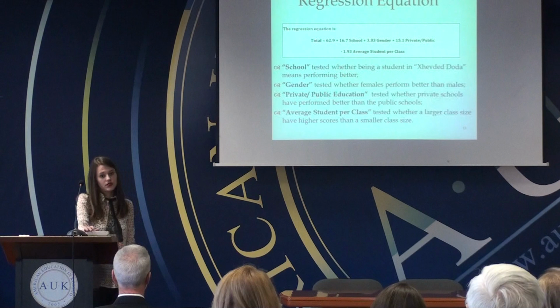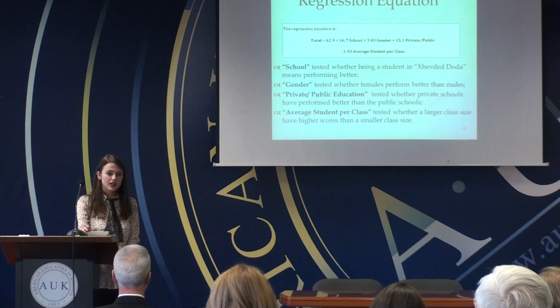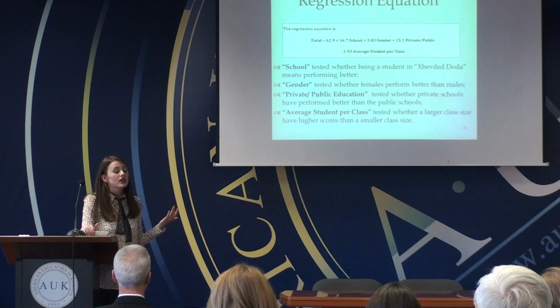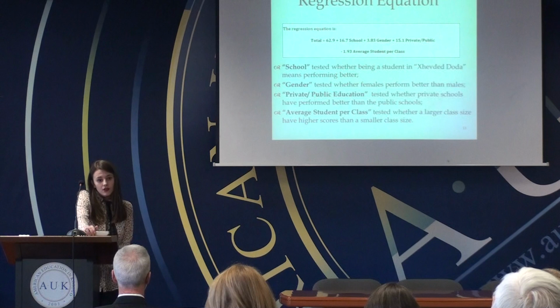The third variable that we used in the regression equation was the private or public institution. This means that if the student is enrolled in a private school, they will score on average 15.1 points more than if the student is enrolled in a public institution.